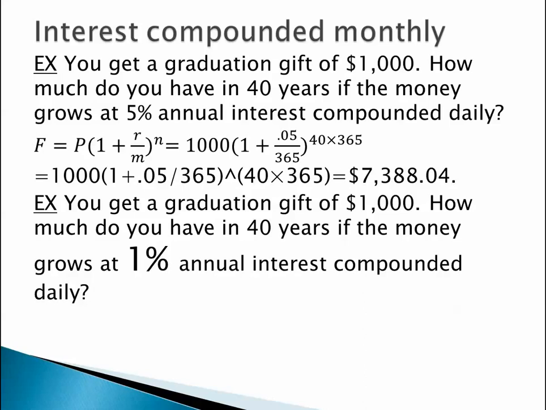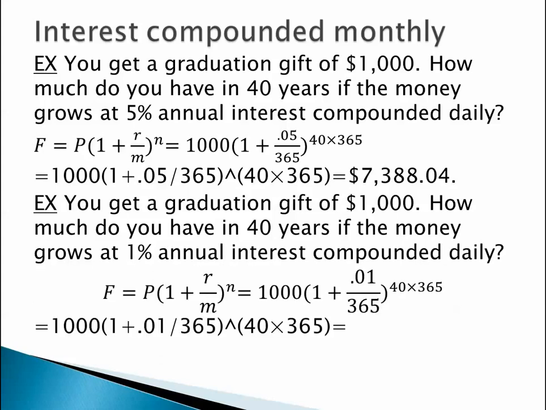Now, suppose you get a graduation gift of $1,000. How much do you have in 40 years if the money grows at 1% annual interest compounded daily? If it's 5%, you get $7,388.04. How about if you get 1%? I want you to take a moment and guess what you'd end up with. Go ahead and pause the video a moment. How much would you get if you invest $1,000 at 1% annual interest compounded daily?